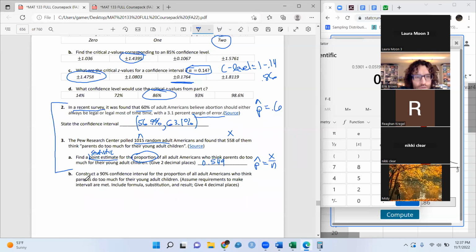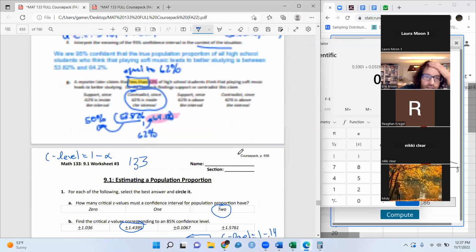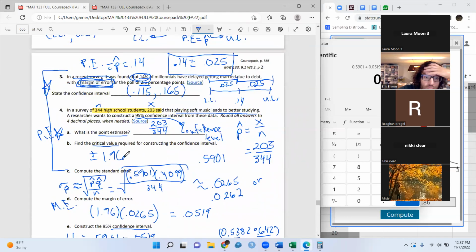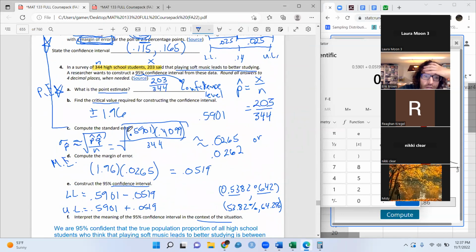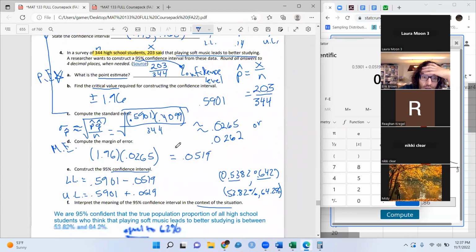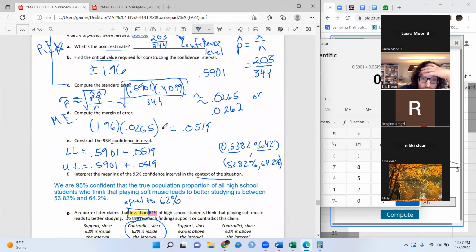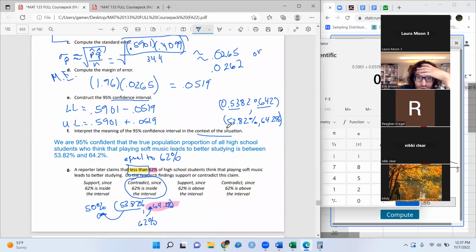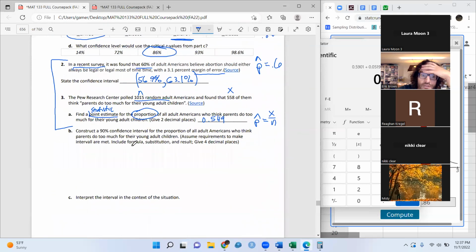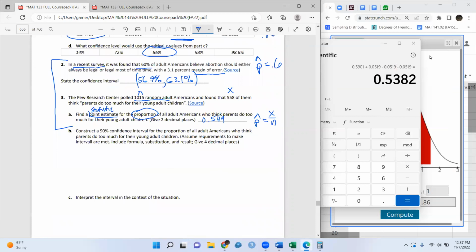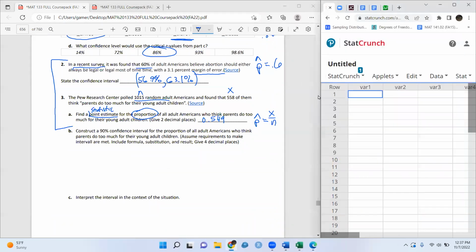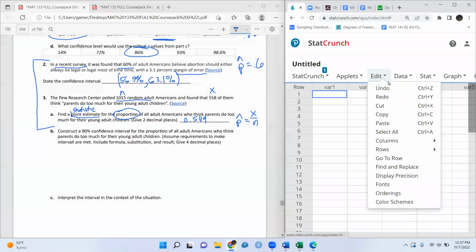Okay, now we're told to construct a 90% confidence interval. So we could do it how we did here, where we could go find the critical value. We could calculate the standard error, and then we could calculate the margin of error from those two, and then we could add and subtract and get our confidence interval. But it turns out there's a much faster way to do this in StatCrunch, which I know you saw in the notes, but you may or may not remember that. So let me just remind you.